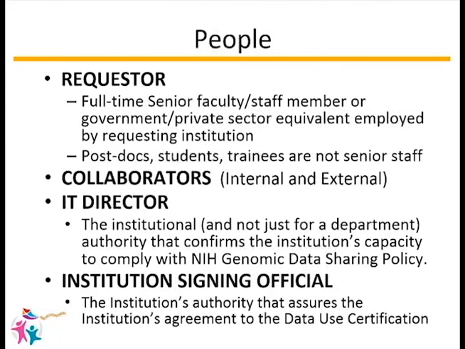The third important person in getting the data is your IT director. This is the person at the institution who has the authority to confirm the institution's capacity to comply with the genomic data sharing policy and data security standards. And last but not least is the institutional signing official. This person is the legal authority for the institution who can attest and agree to the data use certification.